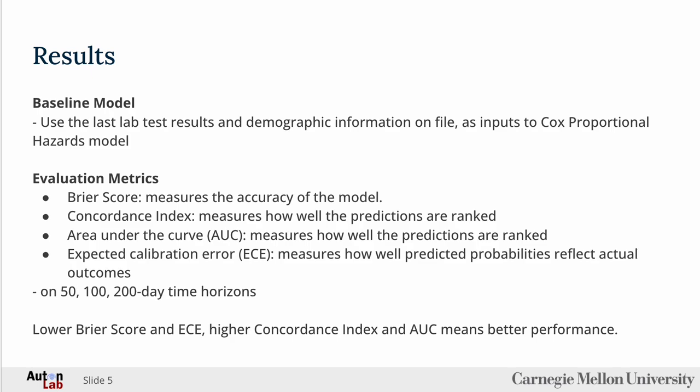We use 4 evaluation metrics. Brier score measures accuracy of the model. Concordance index and area under the curve measure how well the predictions are ranked, meaning giving a low risk score for patients who lived longer. Expected calibration error measures how well the predicted probabilities reflect actual outcomes. We evaluate the performance on 50, 100, and 200-day time horizons. A good model is expected to have low Brier score and expected calibration error, and high concordance index and area under the curve.